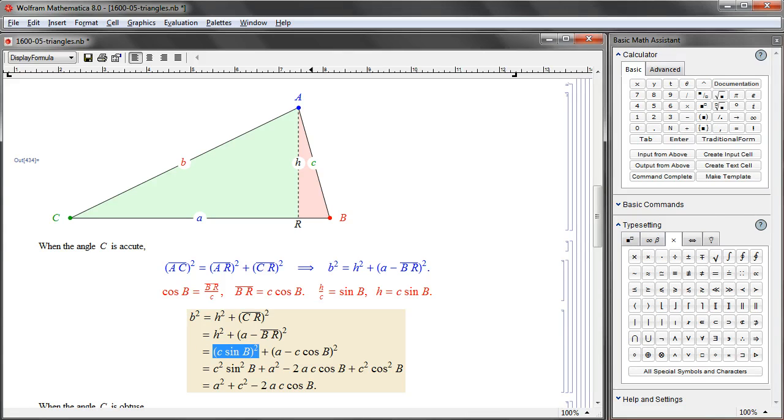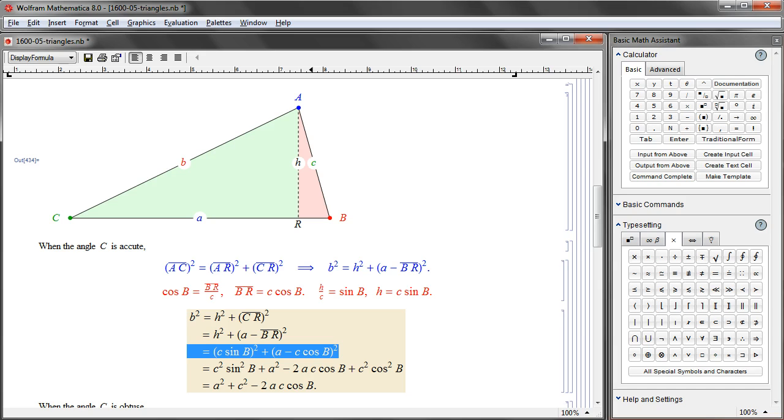And then the next, let's see, a minus BR is the same as a minus c cosine of B, so we have that squared. So what do we have? b squared is equal to c sine of B total quantity squared plus a minus c cosine of B total quantity squared. From this point on, you don't have to look at the picture, just algebraically manipulate everything.